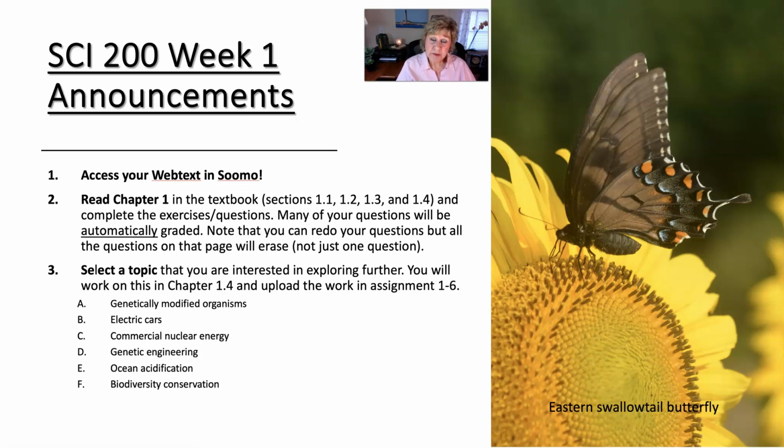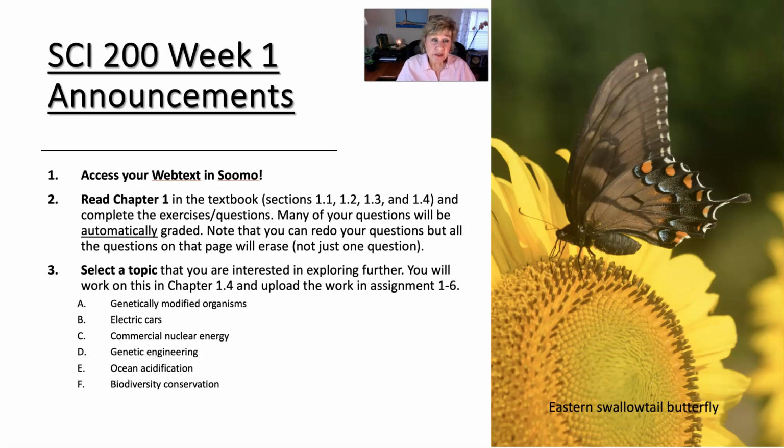Ocean acidification. Part of climate change is the fact that we are pumping way too much carbon dioxide into the atmosphere. And this is dissolving into our ocean water, which is decreasing the pH and making the water more acidic. This is causing catastrophes around the world in marine life, and it's going to get worse.